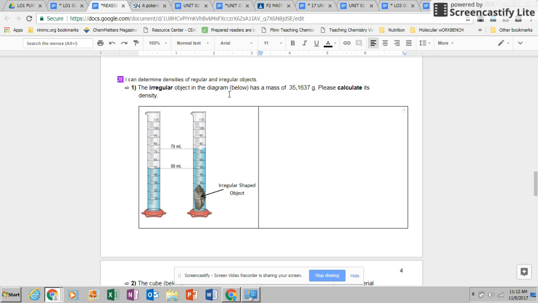Densities of irregular and regular objects. In this case, we have an irregular object in our diagram. It has the following mass. Density is mass over volume. So we've got the mass, so we need to calculate the density.